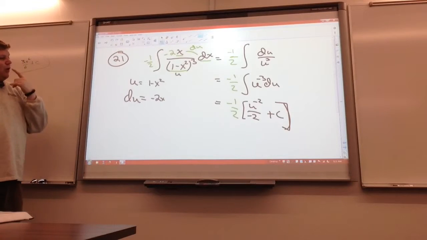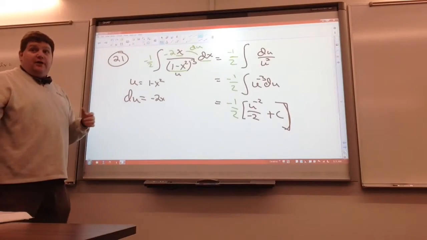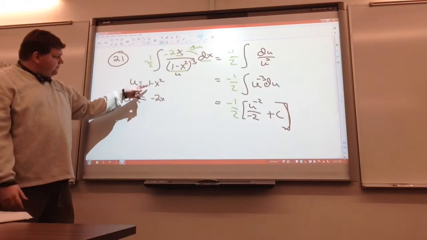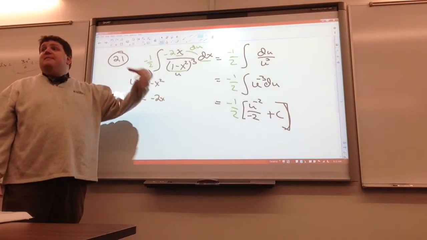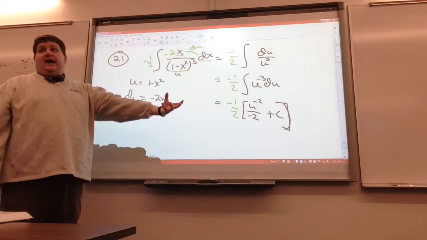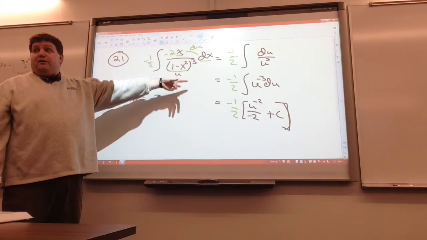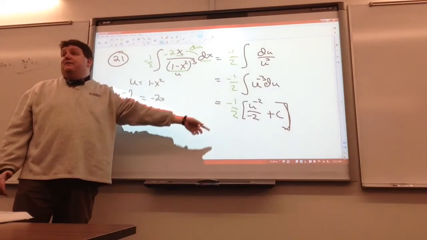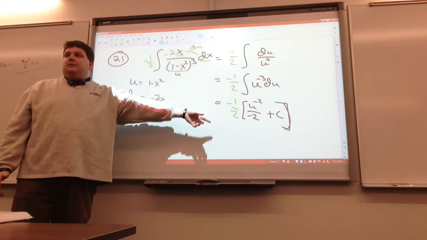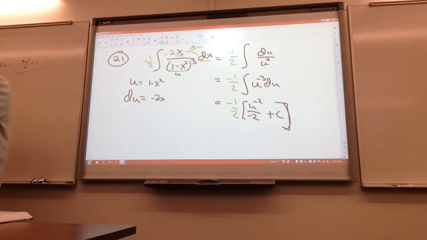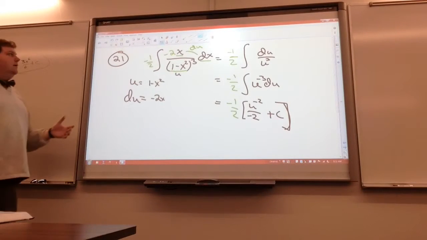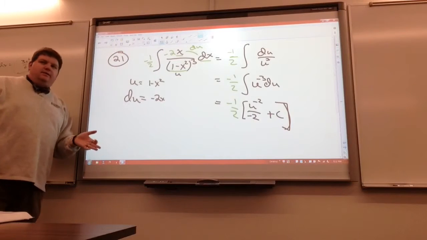Because if I were to, again, like I did in the very first problem, stick 1 minus x squared back into the original problem and then do the derivative of it, in order to get what I started with, I'm going to have to add that -1/2 out in front. If it wasn't there, my answers wouldn't be identical. They wouldn't line up correctly, okay? So that's why we've got it in there, okay? All right. Better now?